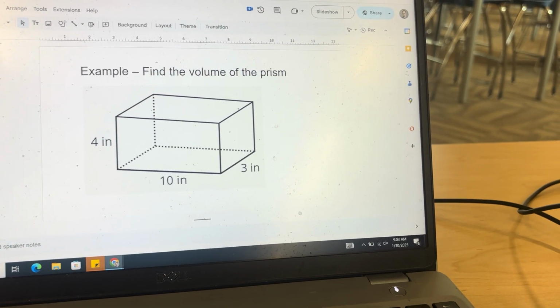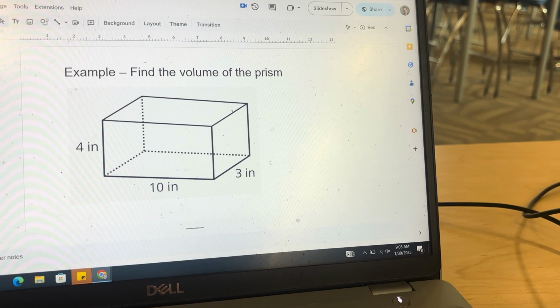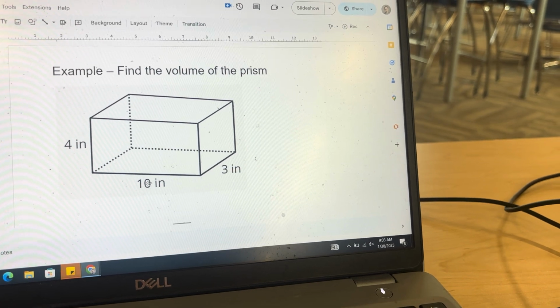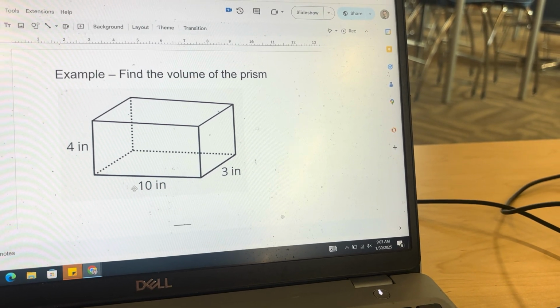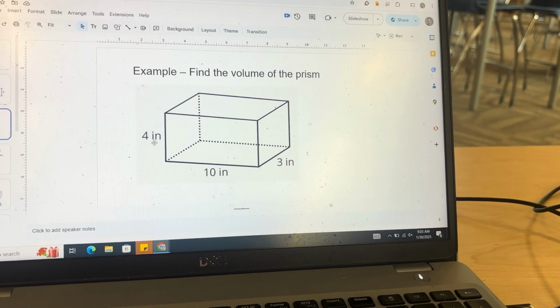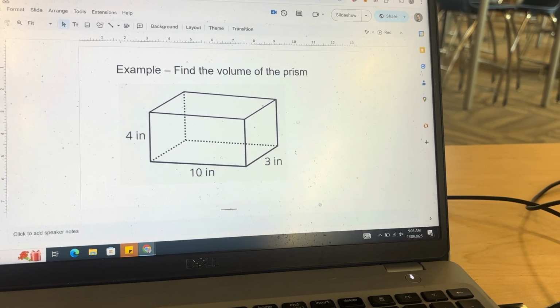When we look at this one, we find the volume of this one. The area of the base would be 10 times 3 is 30, and then 30 times 4 would be 120. So that's the volume of that prism.